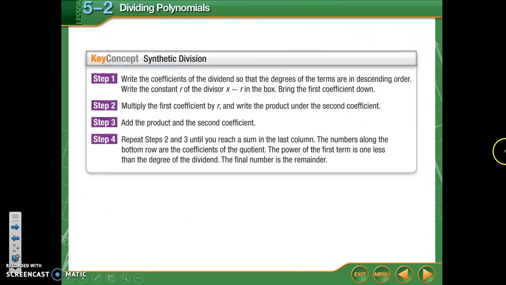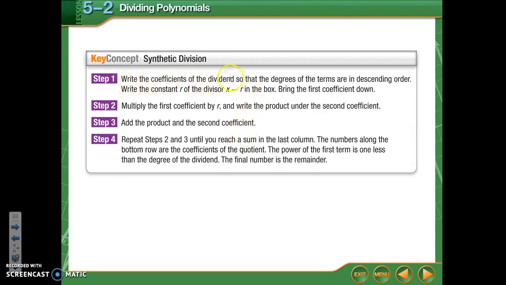Last but not least, today we're going to talk about synthetic division. And I actually think you guys will like synthetic division once you learn the process, because the cool thing about synthetic division is we get rid of the variables and we just deal with the arithmetic of the numbers, and we put the variables back in at the end of the process.